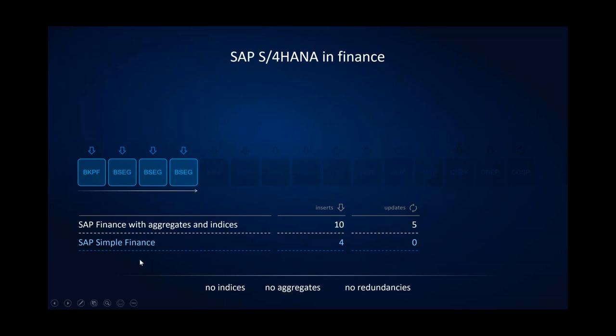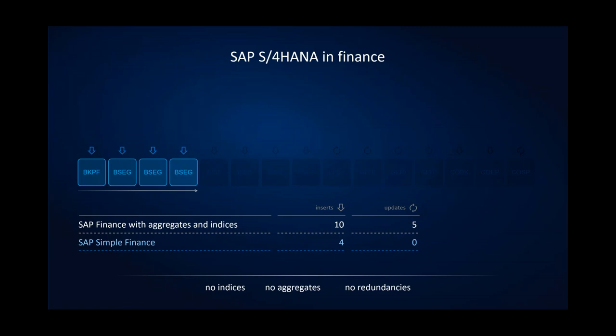With Simple Finance, number one, all these different tables are gone: 1, 2, 3, 4, 5, 6, 8, 9, 10, those tables are gone. You're left with the two tables, VKPF and VSAG. Those are the two primary tables. And then look at it here. You're left with only four inserts.